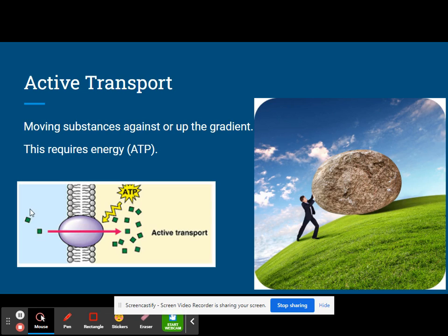In this case, though, we want to get the material that's out here, even though it's in low concentration, inside the cell. And so what happens is it's like pushing a rock uphill. The rock wants to be down at the bottom, but you don't want it there. So in order to get it to the top, you're going to have to push it up there and use energy.